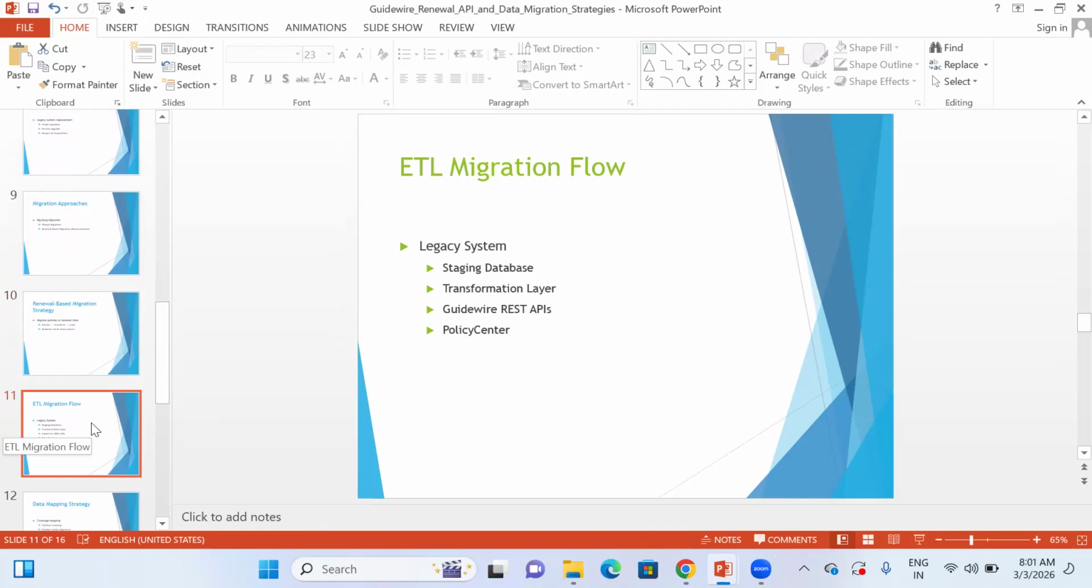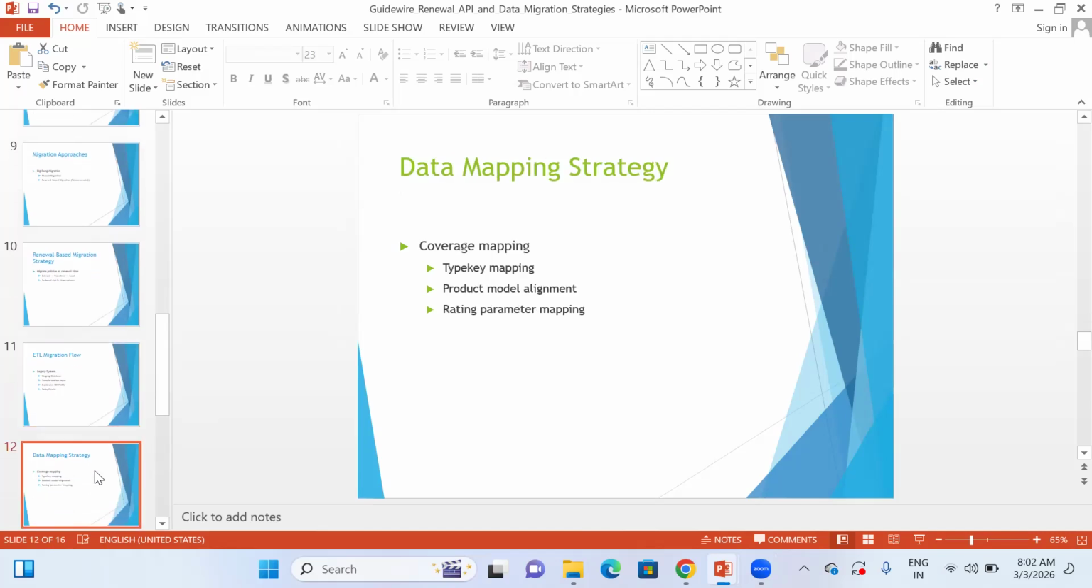Next, focusing on the ETL migration flow from the legacy systems point of view, we are moving onto the staging database. We create the staging database where we have to create a transformation layer. Next, we need to make sure that the Guidewire REST API has been connected to Policy Center, so from the legacy application to the new Guidewire Policy Center, this migration can take place. This is how generally the ETL migration workflow is.